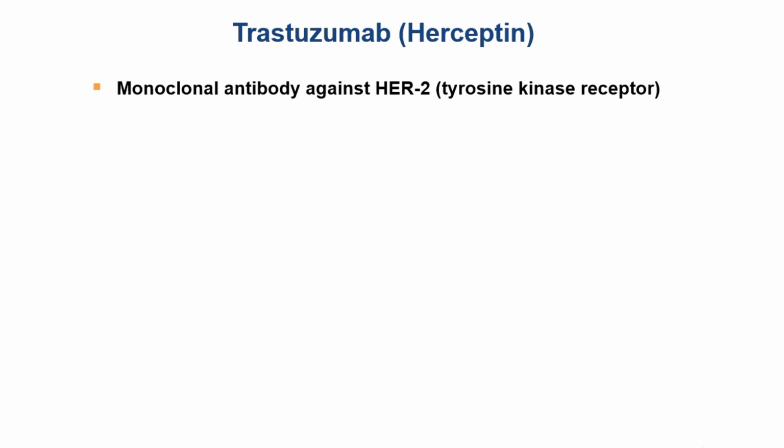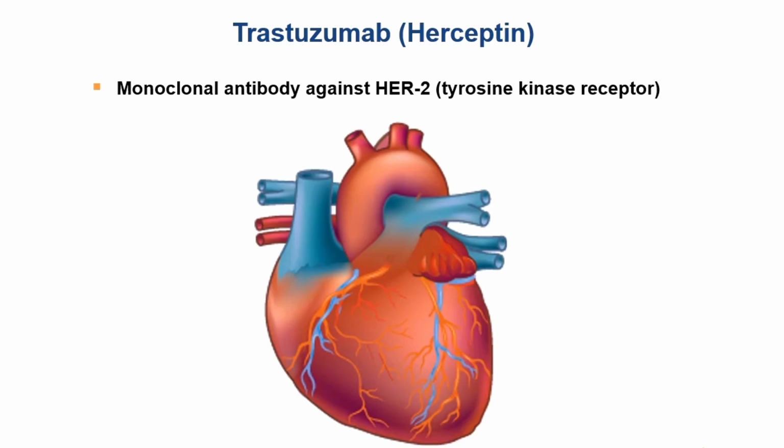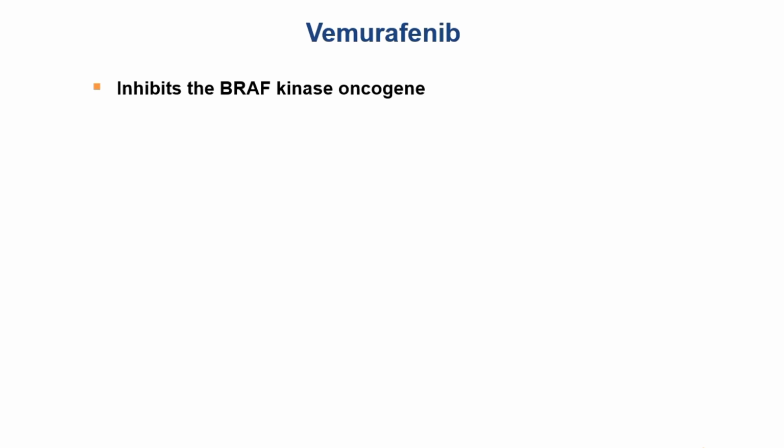The well-known and sometimes tested toxicity of trastuzumab is cardiotoxicity. Vemurafenib inhibits the BRAF kinase oncogene that can cause melanoma. It is used for BRAF-positive metastatic melanoma.